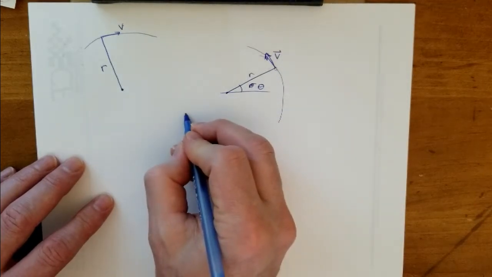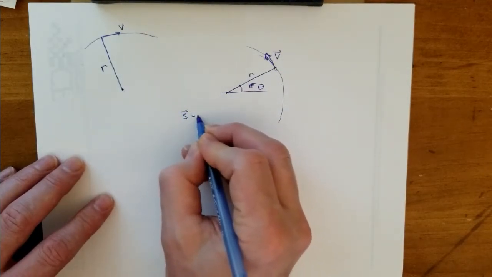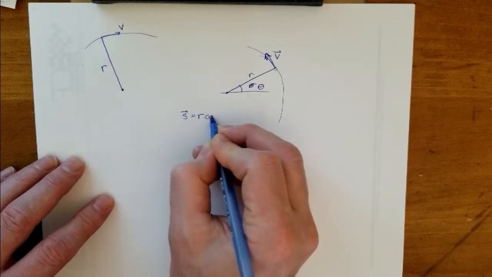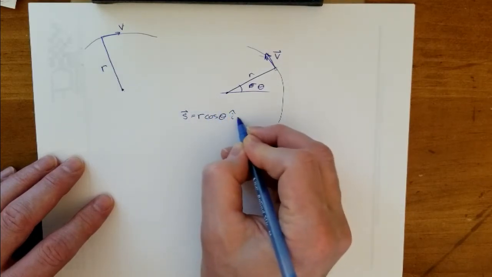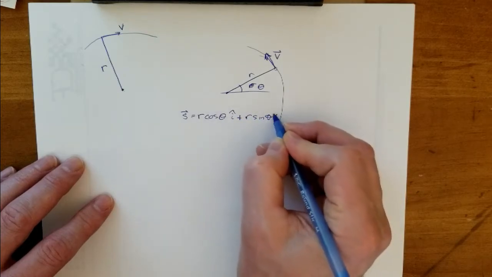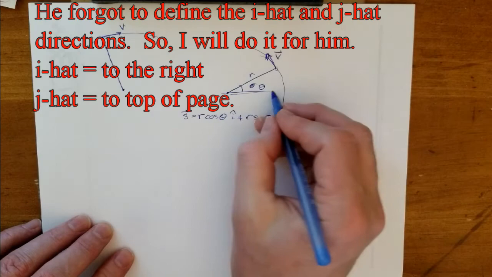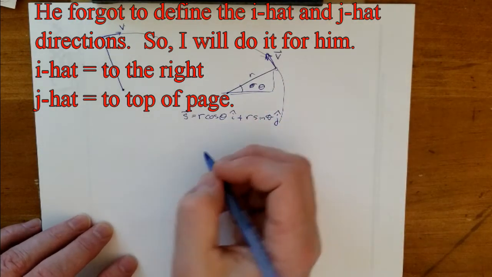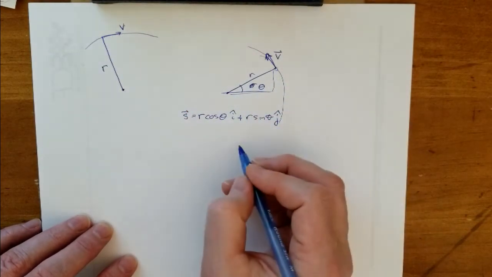And so my position is r cosine theta i hat plus r sine theta j hat. Classic unit circle kind of stuff. My velocity, though, is perpendicular to that.